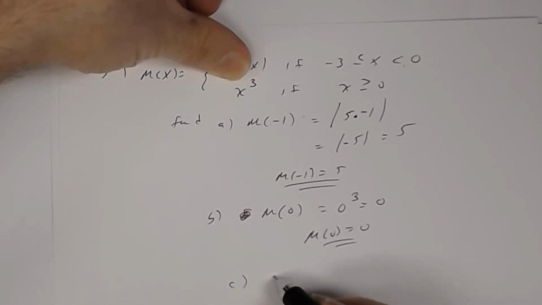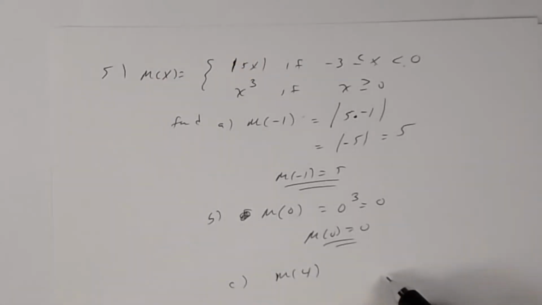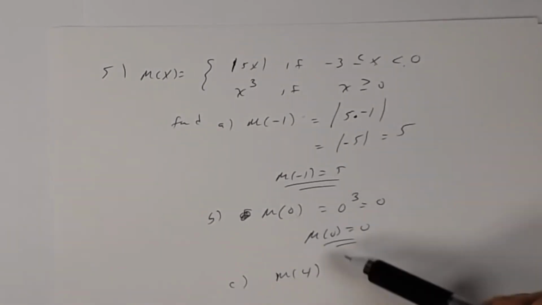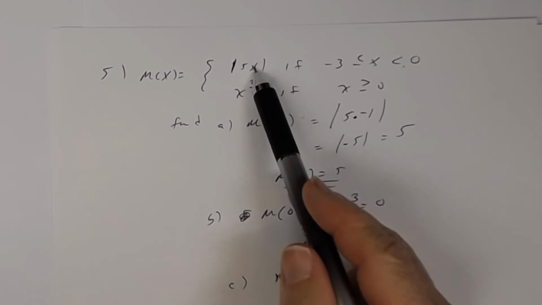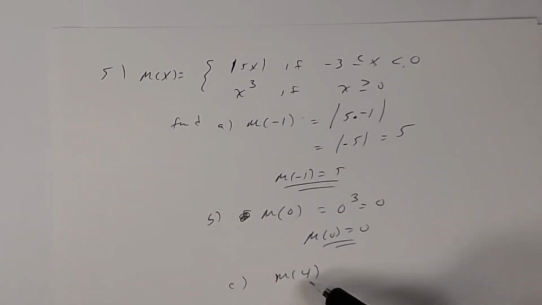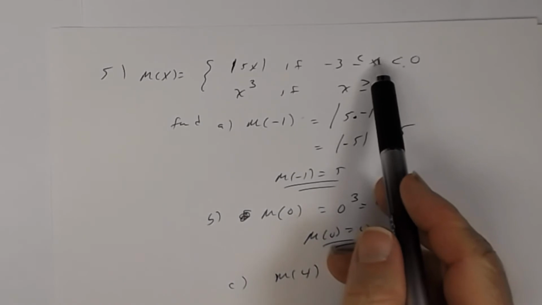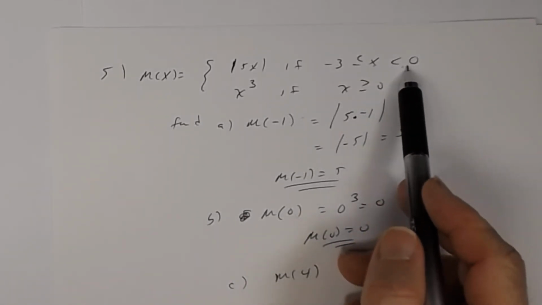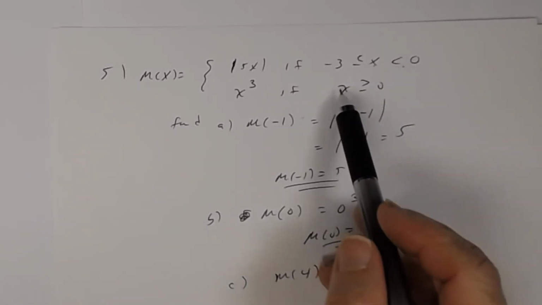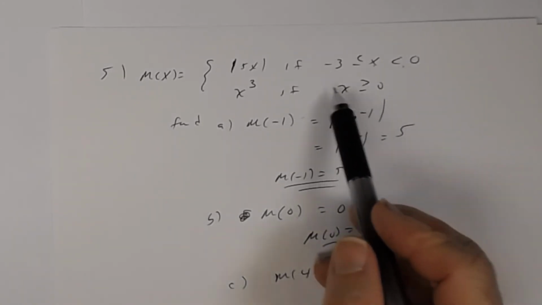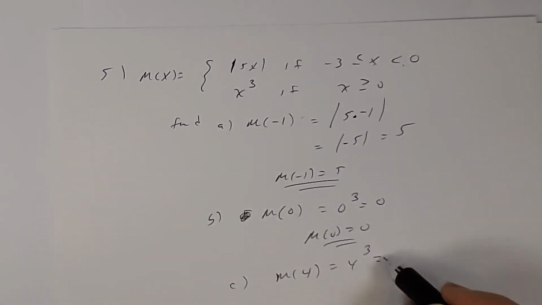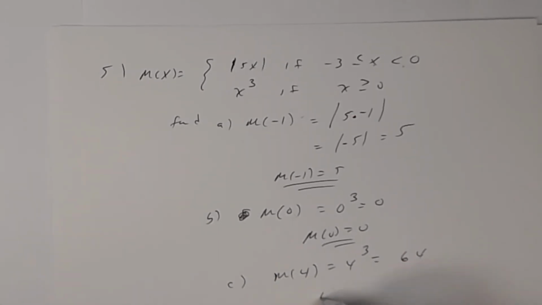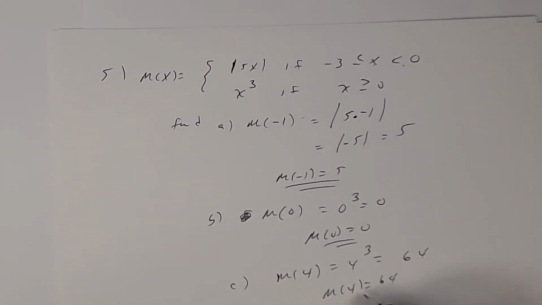C, let's suppose you want to find m of 4. Again, you have to make sure you use the right one. You can't use both. You have to determine, do I use the top equation or the bottom equation? So x is 4. If you put a 4 in place of x here, is that a true statement? Is 4 less than 0? No. That's a false statement. But if you put it here, is 4 greater than or equal to 0? Yes. So you're going to use this one here. So this becomes 4 cubed, and 4 times 4 times 4 is 64. So m of 4 equals 64.